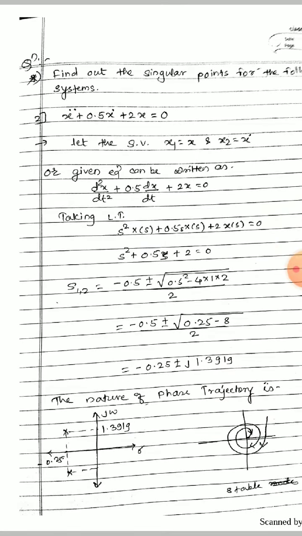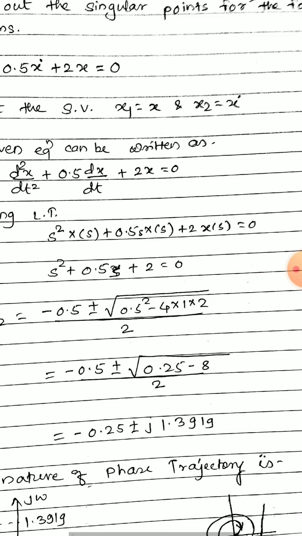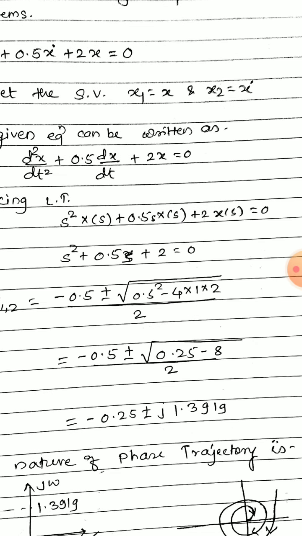Now again we will consider a second example. Find the singular points for the following system. The system is represented by x double dot plus 0.5 x dot plus 2x equal to 0. Again it is a second order system, so the state variables are x1 equal to x and x2 equal to x dot. The given differential equation can be represented as d2x by dt square plus 0.5 dx by dt plus 2x equal to 0. By taking the Laplace transform, we have s square plus 0.5s plus 2 equal to 0.